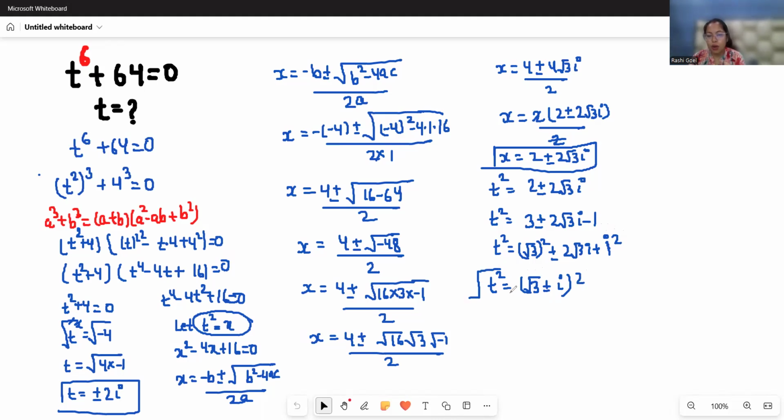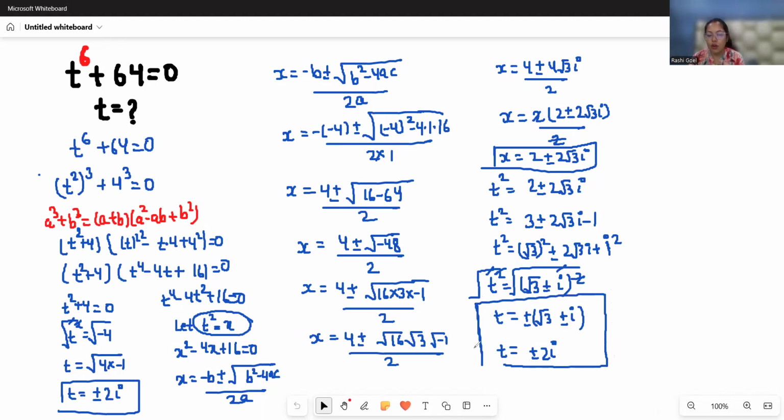Now if I take the square root on both sides, the square root removes the square. So t = ±(√3 ± i). So what are the values of t? ±2i and ±√3 ± i. So these are the 6 values of t. So overall we can say that no real solution exists.